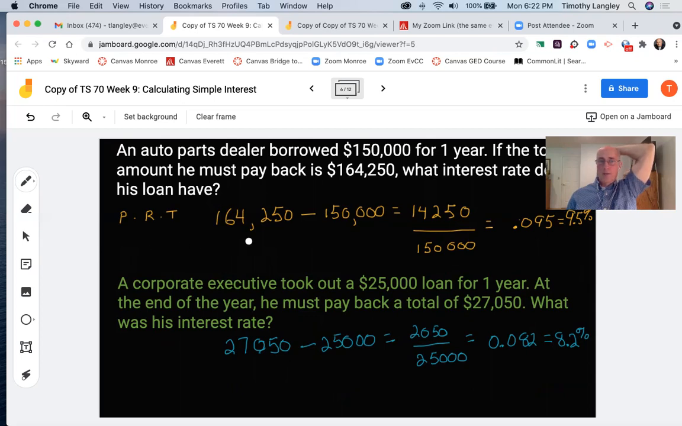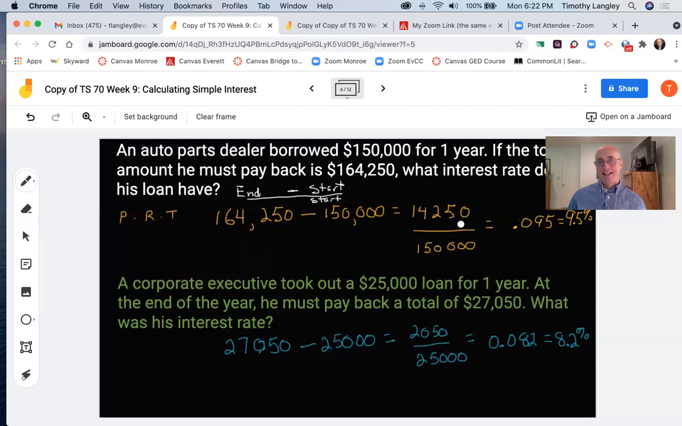If you want to know the percent change, which you'll get into in your next quarter, what is the percent that something changed from start to finish? The formula is you take the ending value minus the starting value, and then you divide that answer by the starting value. So in this case, here's the ending amount, 164,250, minus the starting amount, and we get 14,250.